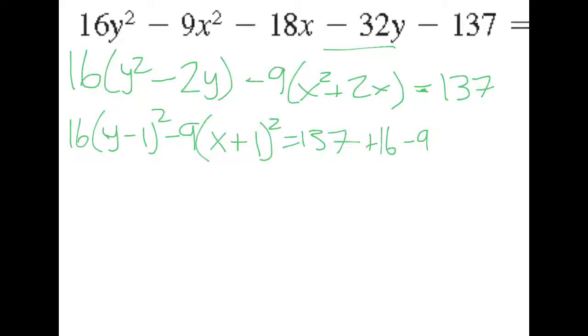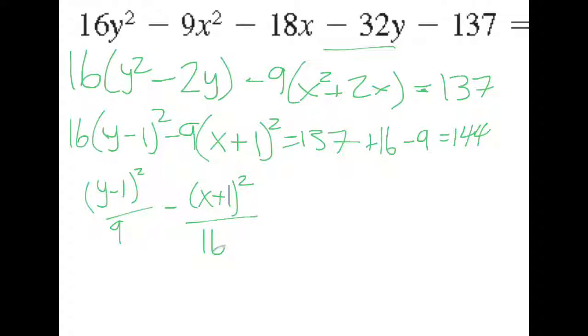So then 137 plus 16 minus 9, what is that? Well, 16 minus 9 is going to be 7. 137 plus 7 is going to give us 144. So 16 over 144, let's simplify all this out. Well, we're going to get y minus 1 squared over 9 minus x plus 1 squared over 16 equals 1. Interesting how that worked out.